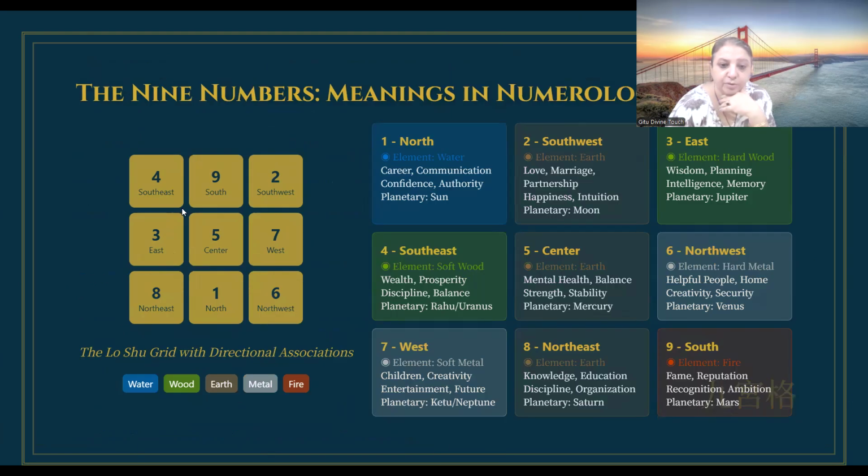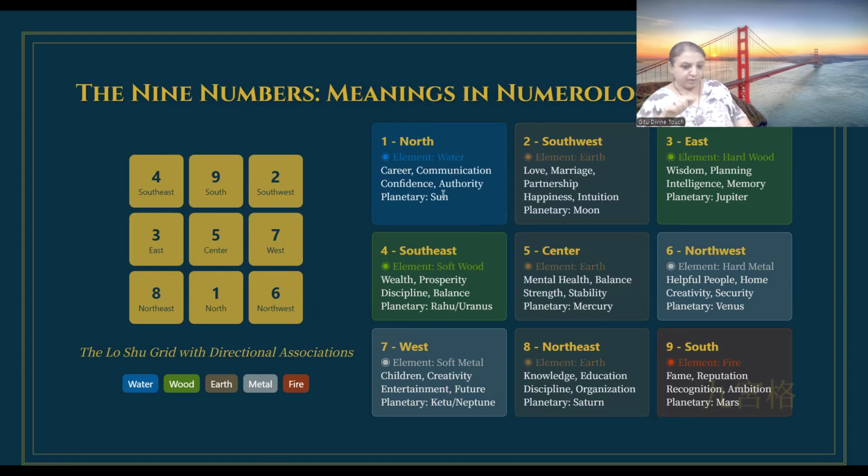Now these 9 numbers, you have to consider 9 as south, 1 as north, 3 as east, 7 as west. So 4 will become southeast, 2 will become southwest, 6 is northwest, 8 is northeast. And these elements are there. For example, north is the water element. So 1 is north, and 1 is the water element. In Loshu grid, 1 is north, water element, and 1 will talk about career, communication, confidence, and authority.